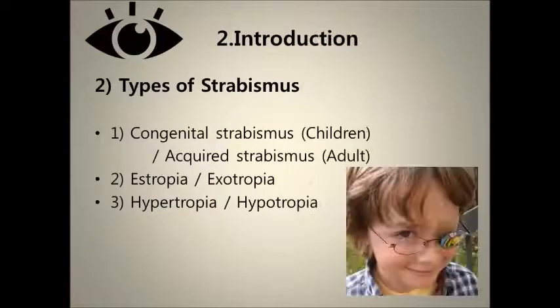There are two origins of strabismus: congenital strabismus, which is common in children, and acquired strabismus, which is common in adults. The types include esotropia, where one or both eyes turn inwards; exotropia, where the eyes are deviated outward; hypertropia, where the axis of one eye is higher than the fellow fixating eye; and hypotropia, where the axis of one eye is lower than the fellow fixating eye.